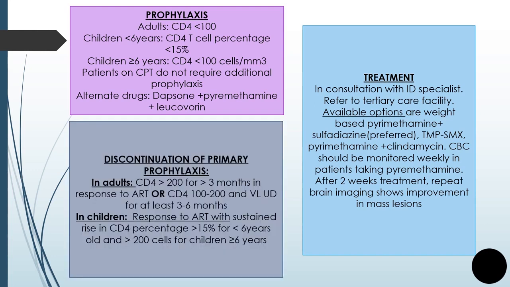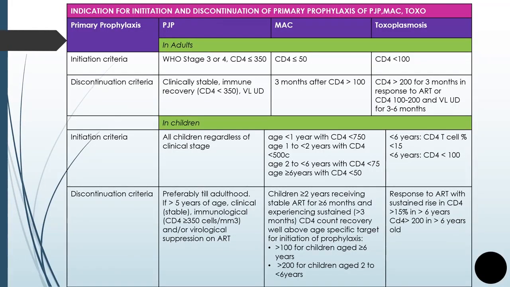Discontinuation of primary prophylaxis is recommended in adults who have CD4 count more than 200 for more than 3 months in response to ART, or CD4 count remains high between 100 to 200 and viral load remains undetected for at least 3 to 6 months. In children, response to ART with sustained rise in CD4 percentage more than 15% for age less than 6 years and more than 200 cells for children more than 6 years. This was a consolidated chart, which can be helpful in revising the initiation and discontinuation criteria in adults and children for PJP, MAC, and toxoplasmosis.